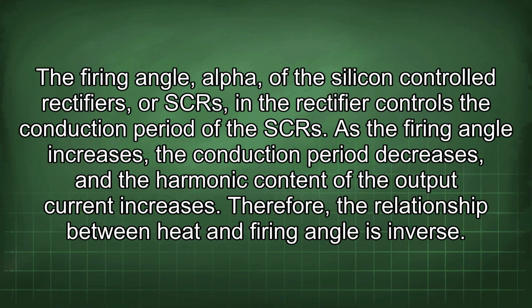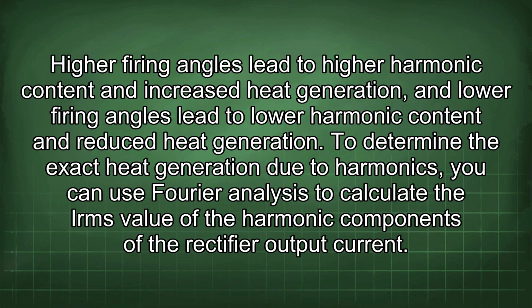The firing angle alpha of the silicon-controlled rectifiers, or SCRs, in the rectifier controls the conduction period of the SCR. As the firing angle increases, the conduction period decreases, and the harmonic content of the output current increases. Therefore, the relationship between heat and firing angle is direct: higher firing angles lead to higher harmonic content and increased heat generation, and lower firing angles lead to lower harmonic content and reduced heat generation.